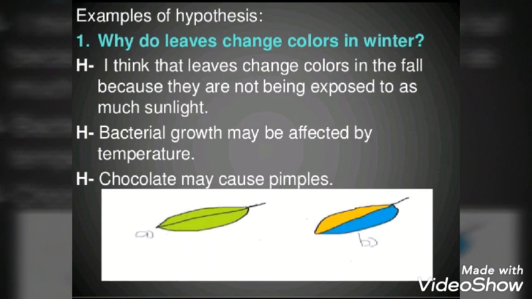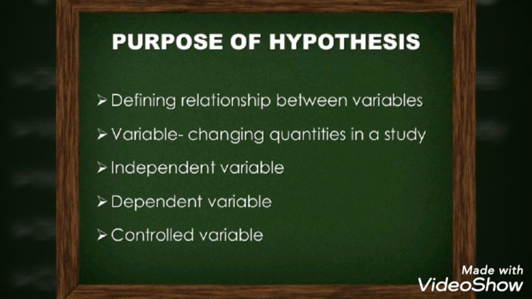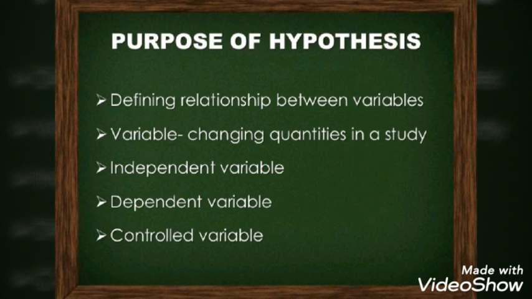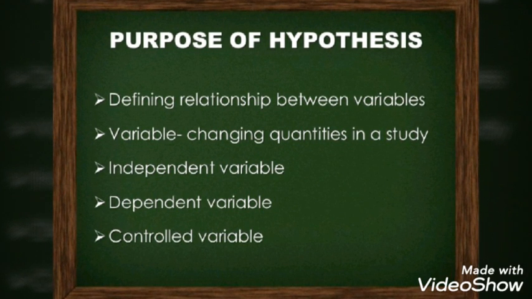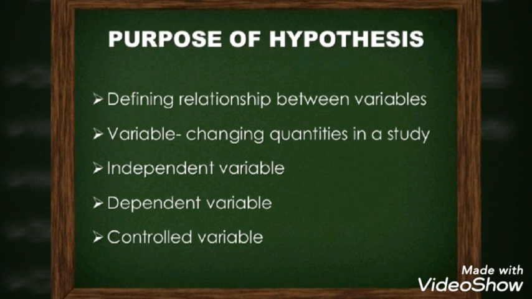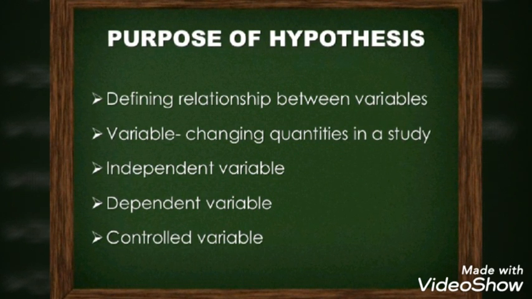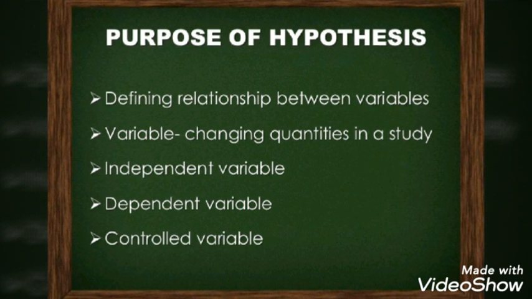Then we'll see the purpose. Defining relationship between variables. That is, you have to show the relationship between your dependent and independent variables. Variable: changing quantities in a study. So whenever you take samples, they might change quantities. So it is used for those changing quantities. Then independent variable, dependent variable, and control variables.